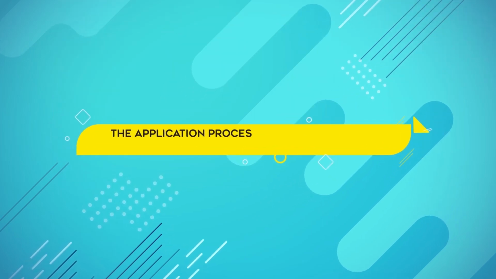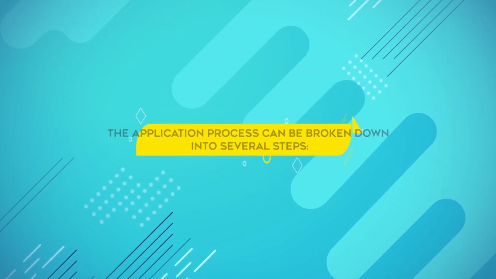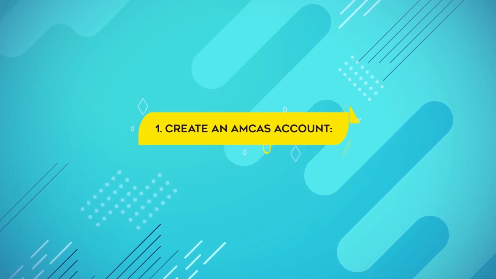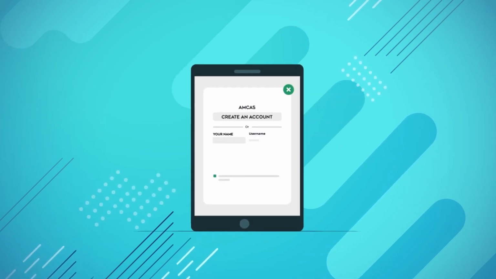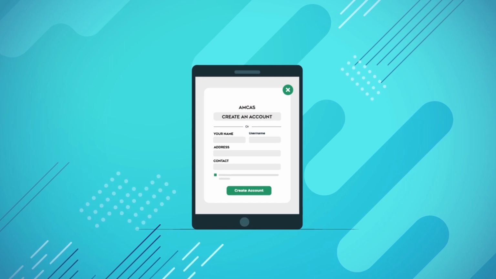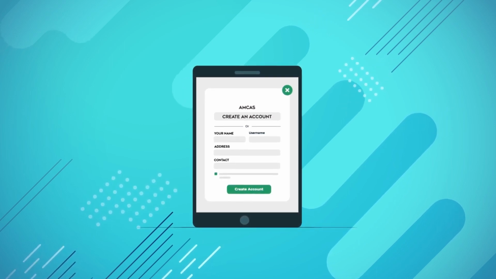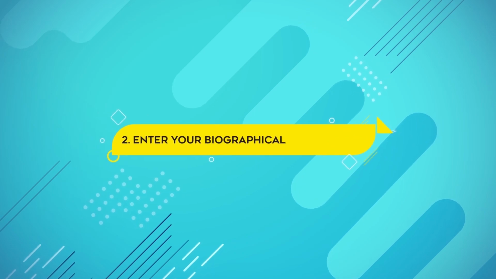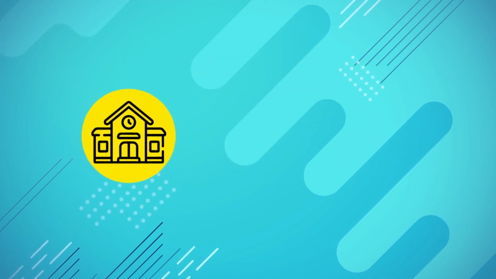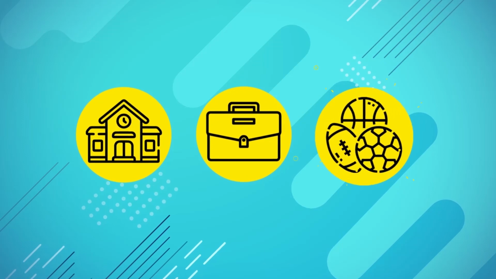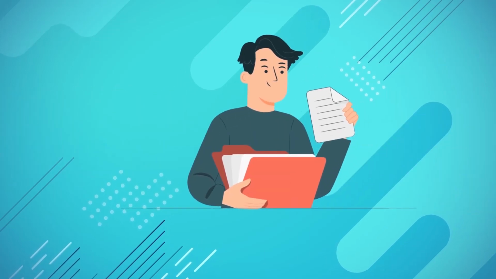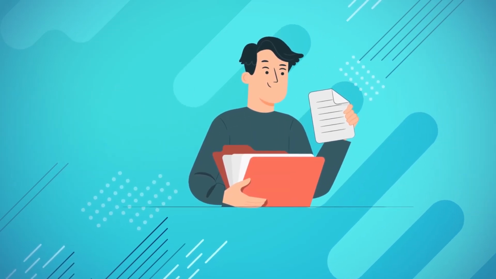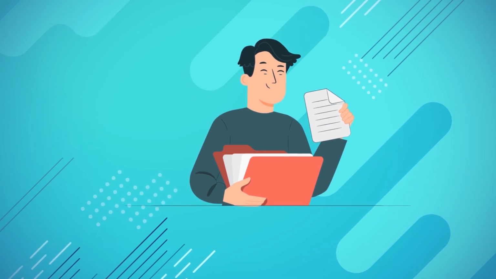The application process can be broken down into several steps. First, create an AMCAS account. The first step is to create an account on the AMCAS website. You will need to provide basic information such as your name, address, and contact information. Second, enter your biographical information, including your educational history, work experience, and extracurricular activities. This information will be used to create your application and provide a snapshot of your background and experiences.